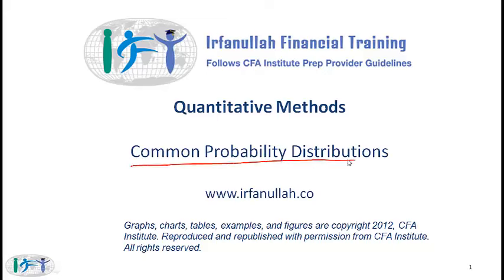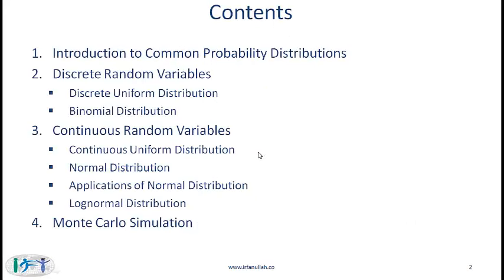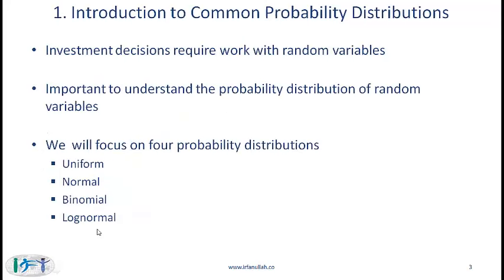Common probability distributions. In this reading, we'll essentially talk about common probability distributions such as the discrete uniform distribution, binomial distribution, and then we will move on to continuous random variables where we will talk about the continuous uniform distribution, the normal distribution, which is perhaps the most important of all the distributions that we will study. We'll talk about the applications of the normal distribution, briefly cover the log normal distribution, and at a high level talk about the Monte Carlo simulation.